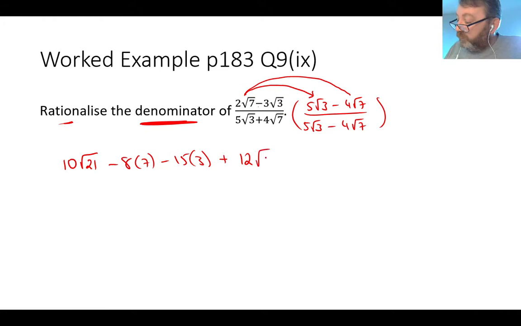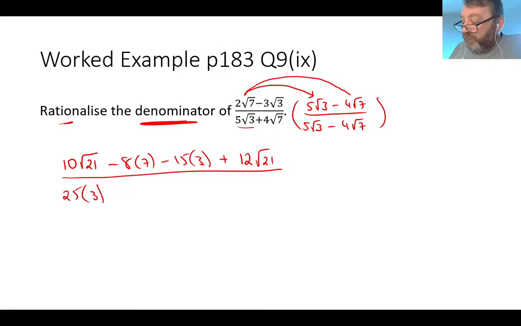So look at it again. Minus by minus is plus. 3 fours are 12. Root 3 by root 7, root 21. There's the top line taken care of. Let's do the bottom line. 5 root 3 by 5 root 3. Now, first of all, 5 fives, 25. Root 3 by root 3 is 3. 5 root 3 by minus 4 root 7. 5 times minus 4, minus 20. Root 3 times root 7, root 21.